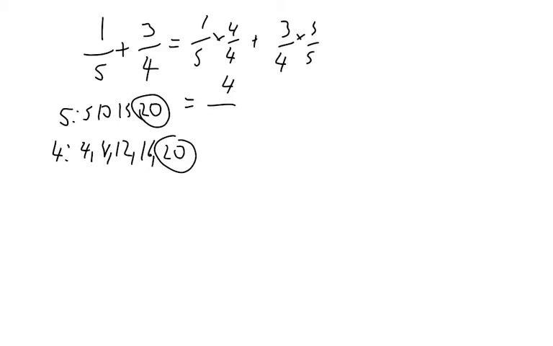Equals 4/20 plus 15/20 equals 19/20. Once our denominator is the same, all we do is add up the numerators. We don't do anything else. Alright? And that works the same with subtraction as well.